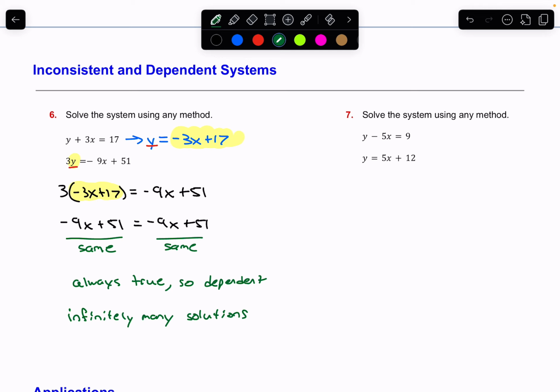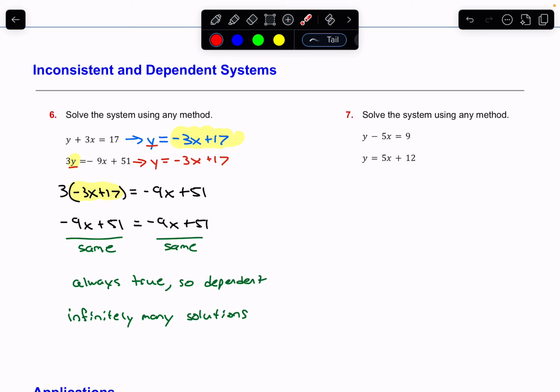Okay, so if you were to write each of these original lines in slope-intercept form, we already wrote the first one, y equals negative 3x plus 17. If I were to divide the second equation, everything by 3, I would also get y equals negative 3x plus 17. So now notice these two equations are the same. It's just the same line twice. So that is a dependent system, which has infinitely many solutions. No matter what you plug in for x, you'll get an answer for y.